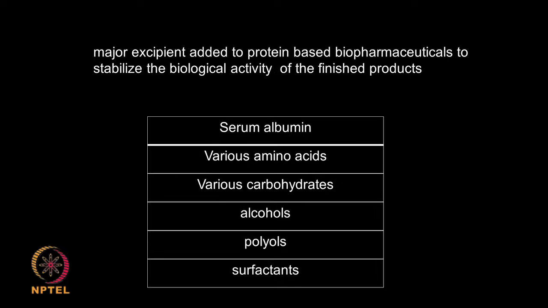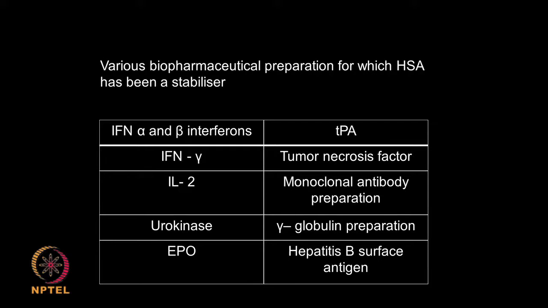It does not allow the protein to aggregate. So, there are many excipients added to proteins, especially in biopharmaceutical industries, which stabilize, like serum albumin, various amino acids, various carbohydrates, alcohols, polyols, surfactants. All these help especially when they are added during the finished product to stabilize biopharmaceutical products. Human serum albumin is also added as a stabilizer, as you can see, for a large number of interferon gamma, interferon alpha and beta and so on. HSA acts as a very good stabilizer.